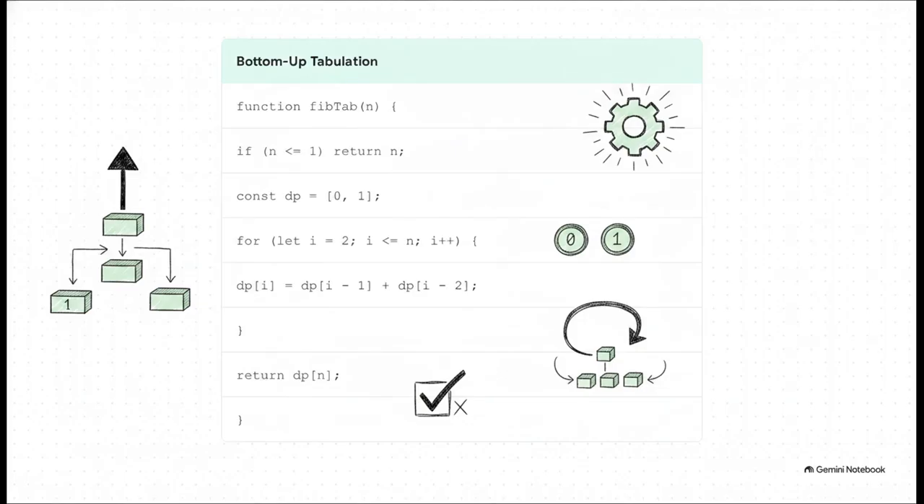And here is what that bottom-up mindset looks like in code. Notice anything missing? There is literally zero recursion here. No function calling itself. We just set up an array called DP with our base cases, 0 and 1.